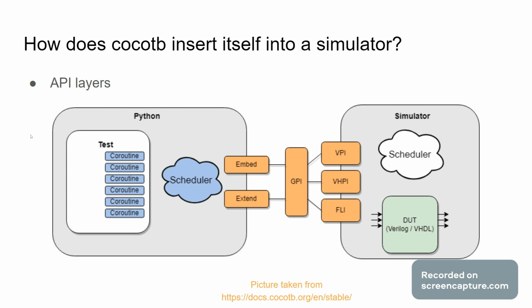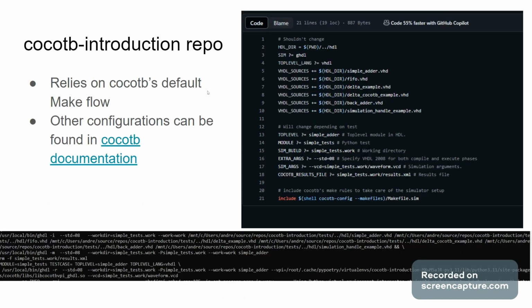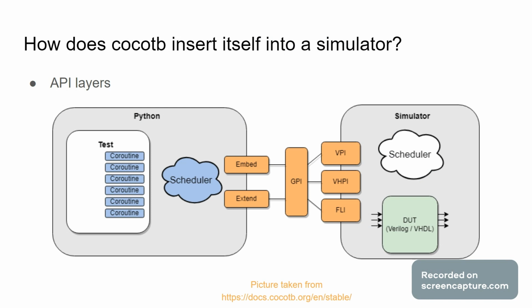The next presentation, I'm going to go over an actual example. How does cocotb insert itself into a simulator? This leads into the example where I explain the first cocotb test. So for now I'm going to end it, and then later, probably later today or maybe tomorrow, I'll add the second video where I'll continue from where I stopped.